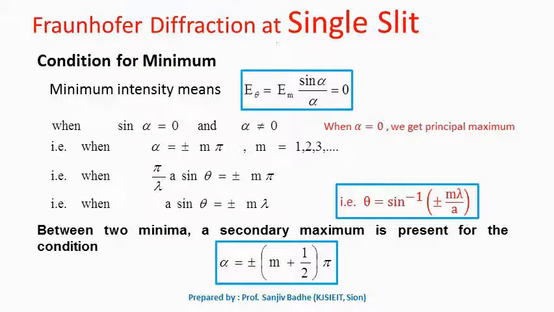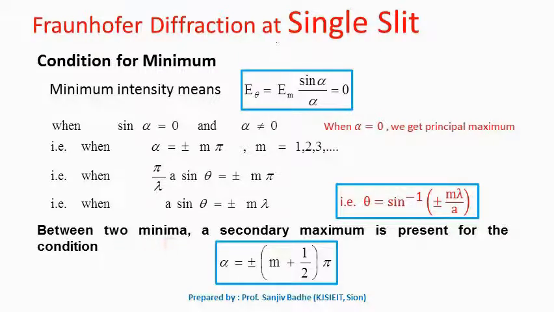Alpha is equal to pi by lambda a sin theta, and therefore the condition for minimum becomes pi by lambda a sin theta equal to plus or minus m pi. Pi will get cancelled, lambda taken on the other side, and we can write the condition for minimum as a sin theta equal to plus or minus m lambda. In terms of theta, this condition can be written as theta equal to sin inverse of plus or minus m lambda upon a.